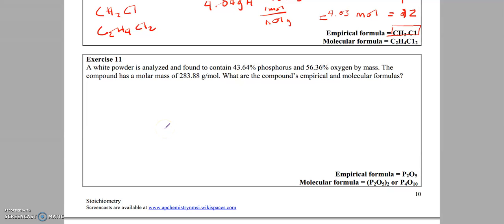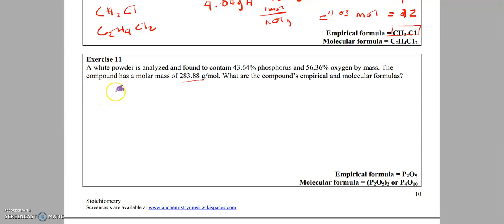Okay, another empirical formula problem here. This one says we've got 43.64% by mass phosphorus and 56.36% oxygen by mass. It gives us the molar mass of the compound, and it wants to know the compound's empirical and molecular formulas. So again, we don't need to mess with this molecular weight yet. Instead, let's assume 100 grams of the compound.